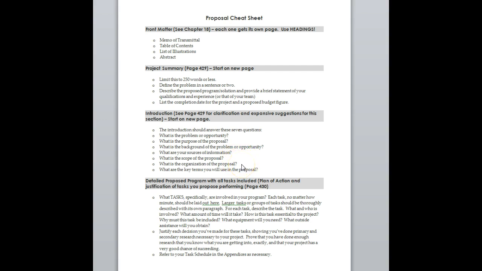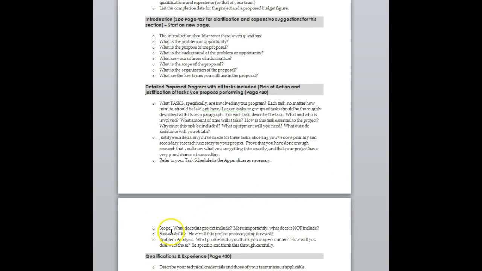What is the organizational pattern of this proposal? How are you organizing this? In this, I've laid out a pattern down here, but you're going to talk about how there's a task schedule. There's justification for this thing you're talking about. All of the parts of the plan of action and justification of tasks, you need to explain what the different parts are. You need to talk about scope and sustainability and a problem analysis. These are the parts that you're going to have.